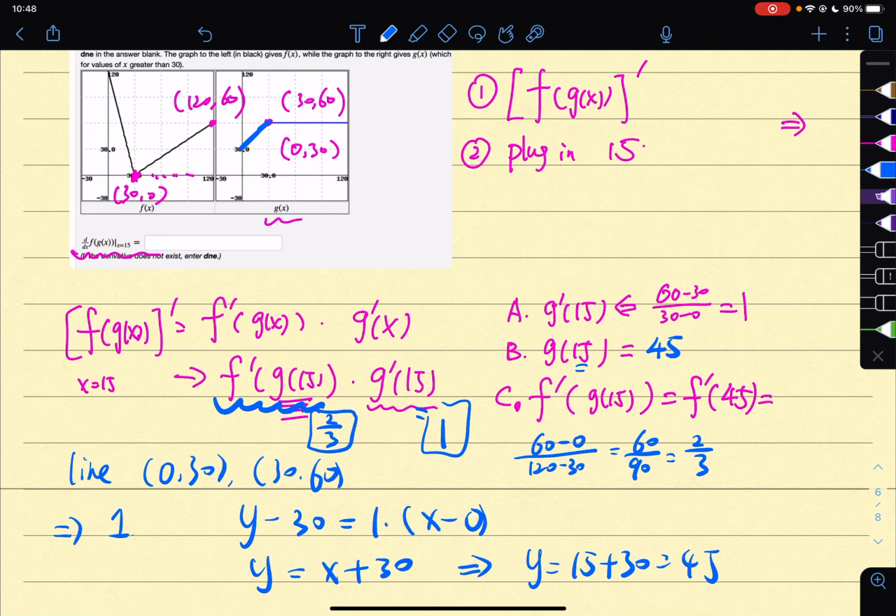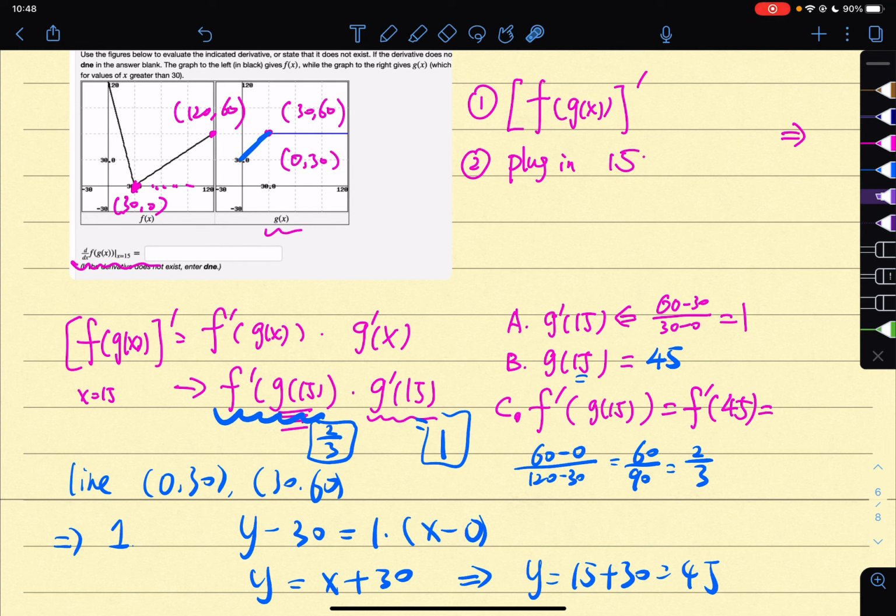So we had several problems in the previous homework talking about something similar. You basically first identify what exactly is the formulation you want to find out, and then you find each piece of it by reading the graph.